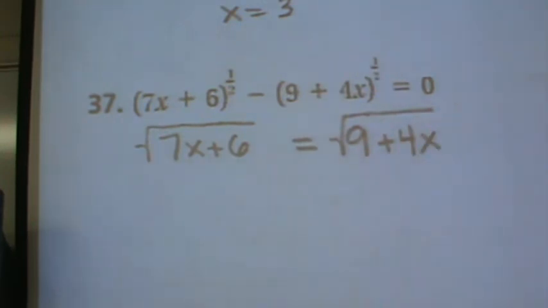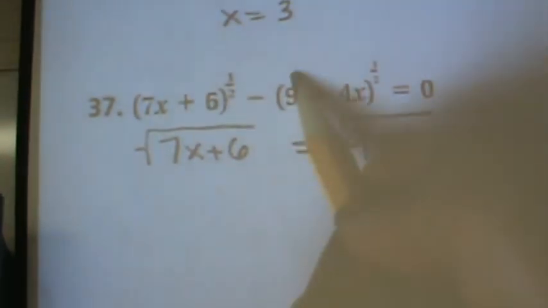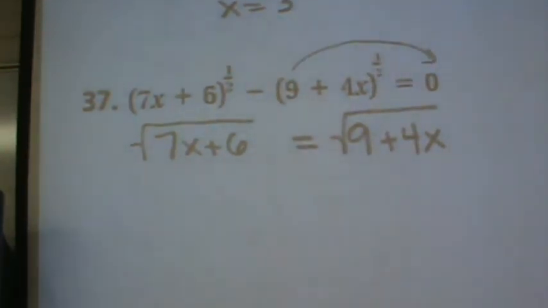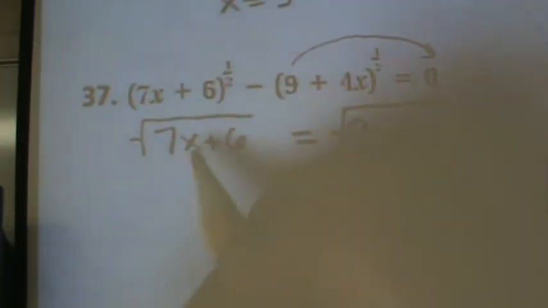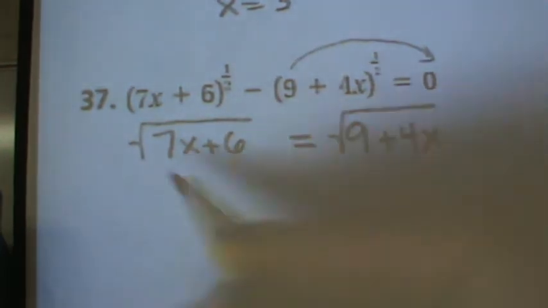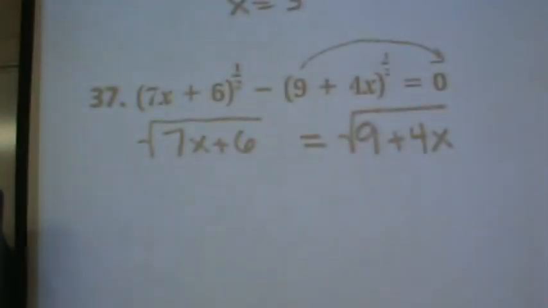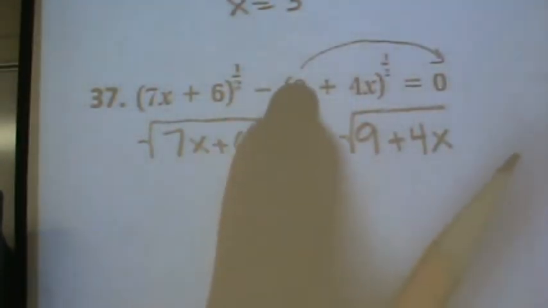Do you agree with what I just did? I just moved this over. Why did I pick this one to move over? Because of that negative. So you made it a positive. I could have moved this one over, but then I would have a negative and a negative, which equals a positive. So go the easier route. Pick the easiest one to move.